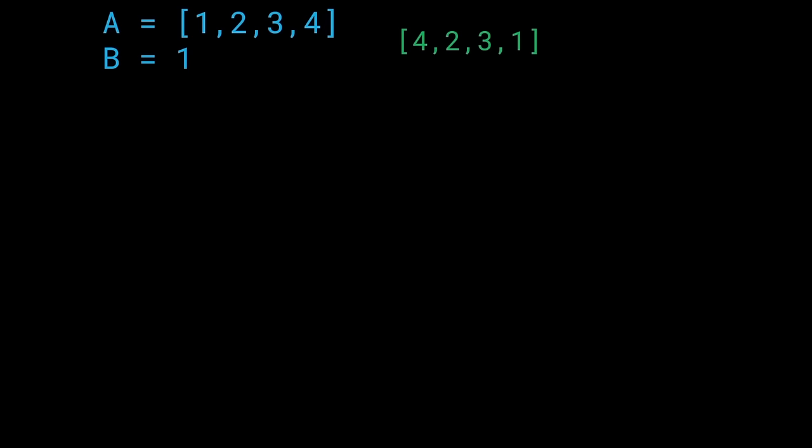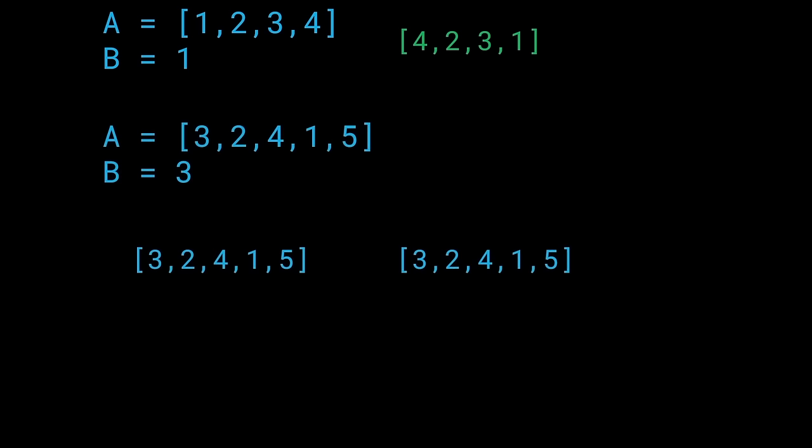All right, let's take another example and we'll try to work out a solution again. Let's say that the input is 3, 2, 4, 1, 5 and b equals 3. Which means that in this case, we can make a total of 3 swaps. Now, how do we proceed to a solution? Well, what is the first thing that we should do? We want to maximize the number. We want to make the number as big as possible.